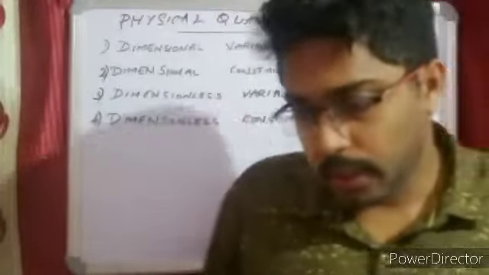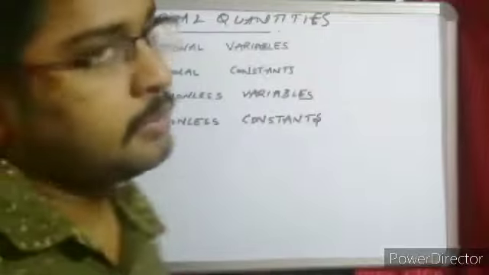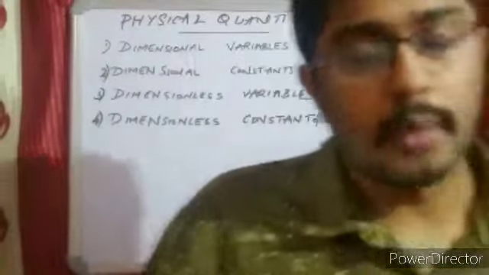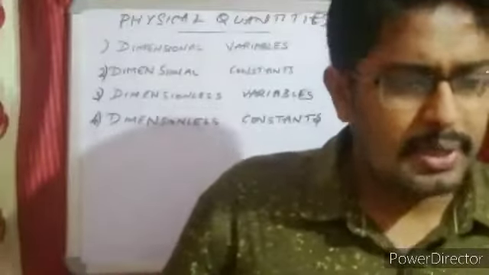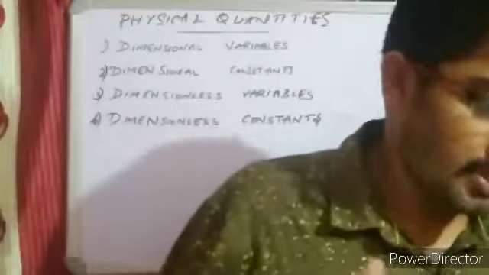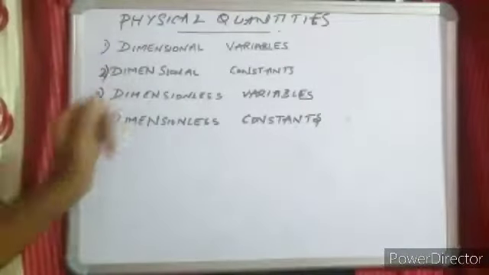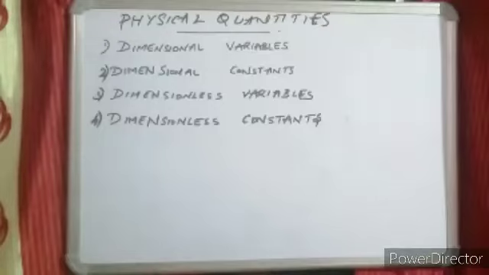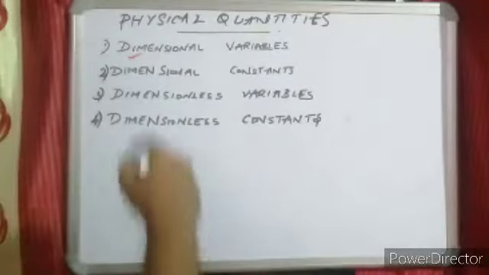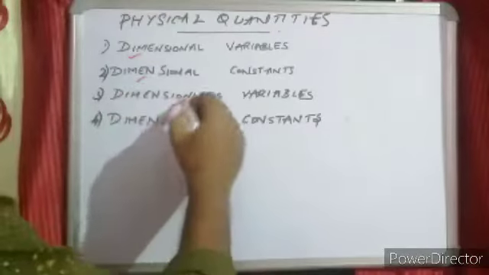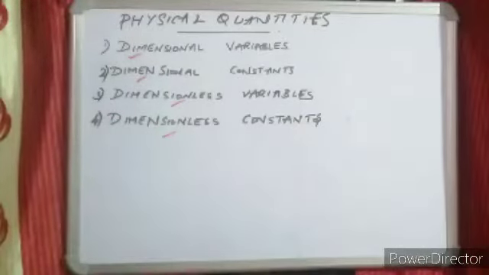In that you might have seen four types of physical quantities. The physical quantities, I told you that day, are something which we can measure. That was classified as a physical quantity. Out of it, there are four types of physical quantities. One is the dimensional variables, then dimensional constants, dimensionless variables, and dimensionless constants.